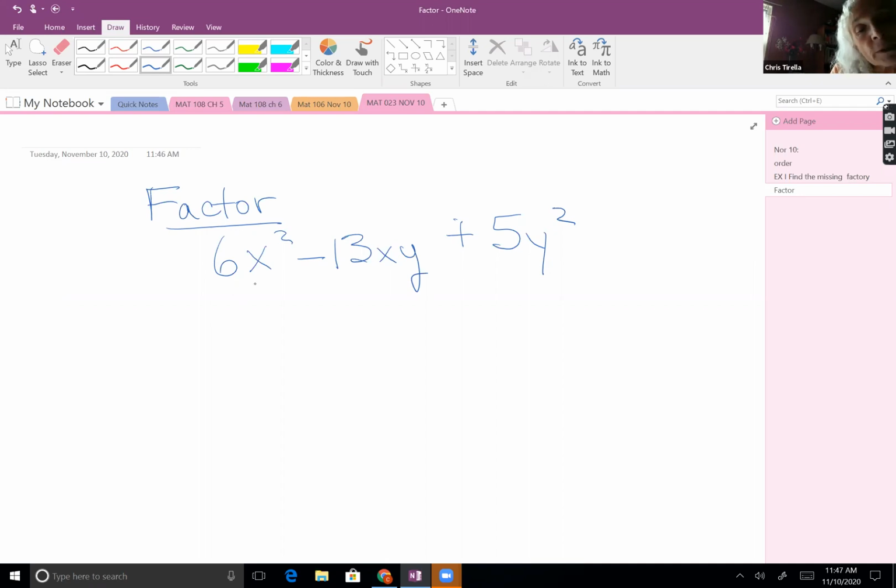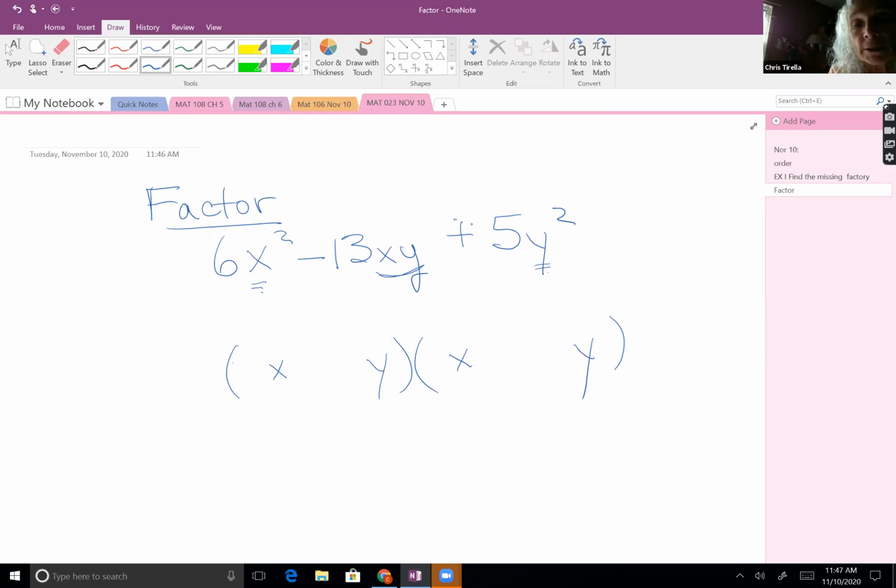Does anybody notice that we have two variables, x and y? We're starting with x squared, we're ending with y squared. Look at that middle term. It's got both of them, x times y. When I've got it starting with x squared, ending with y squared, and an xy in the middle, I know that the first terms will both have x's. I know that the second terms will both have y's.